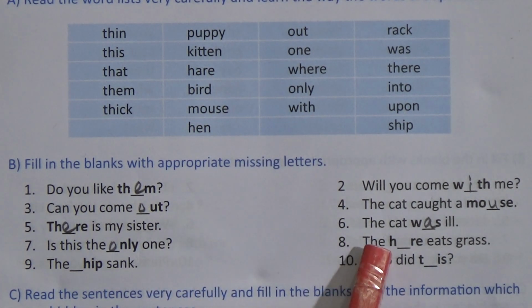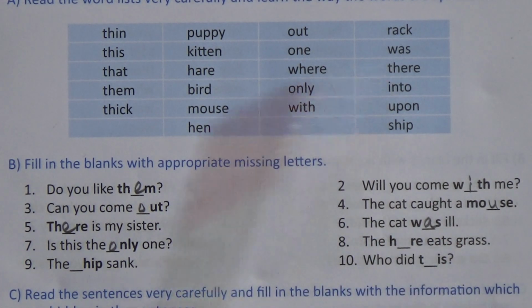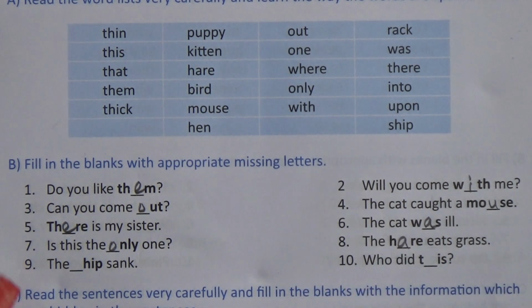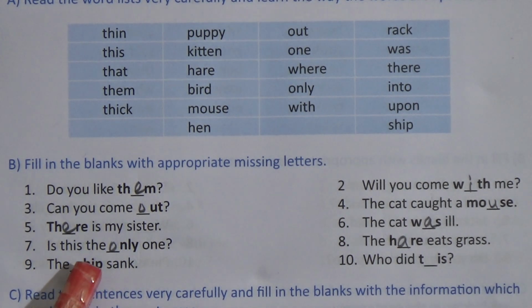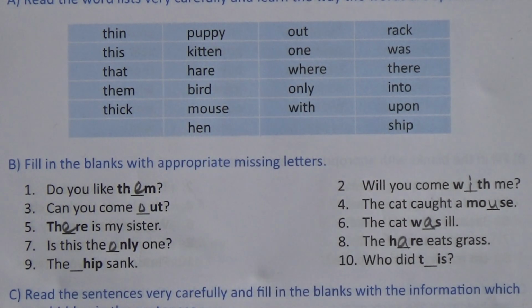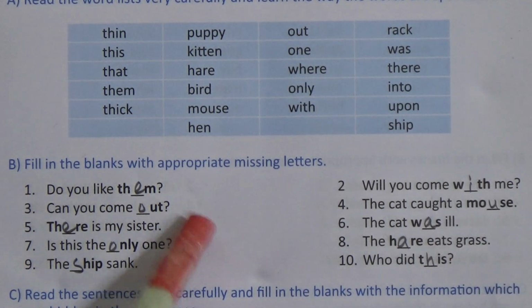Number 8, the gap eats grass. The hare, you know that hare eats grass. Then number 9, the gap sank. The last of this word would be IP. So you will get it here, ship. Number 10, who did gap? So it would be this, T-H-I-S, this. So this was all about task B.